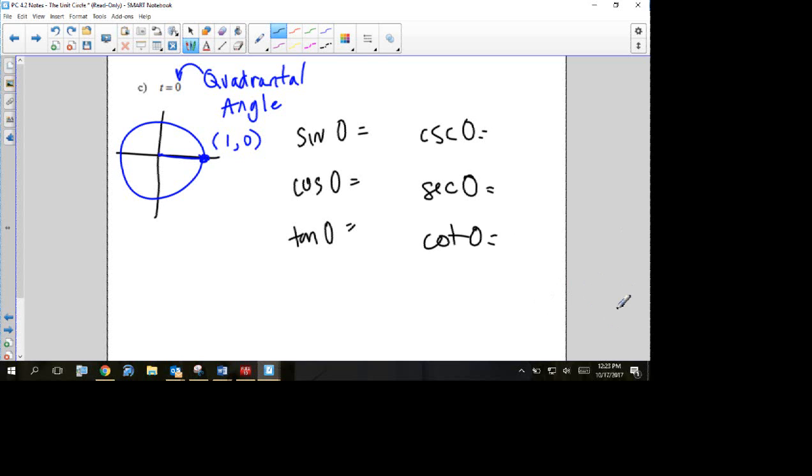Okay, so then I have to find sine, cosine, and tangent, and then reciprocate them. For sine, cosine, and tangent, since we have a unit circle, we use that sine is y. And so what is y? At this ordered pair, 0. Cosine is x. What is x?